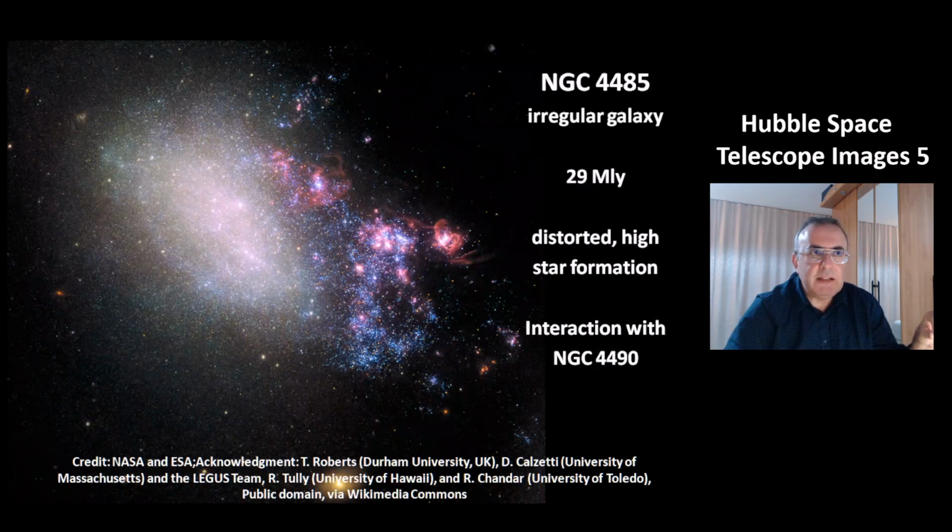The irregular galaxy NGC 4485 at a distance of 29 million light years. It is distorted and has a high star formation rate. And it is in interaction with its neighbor galaxy NGC 4490.